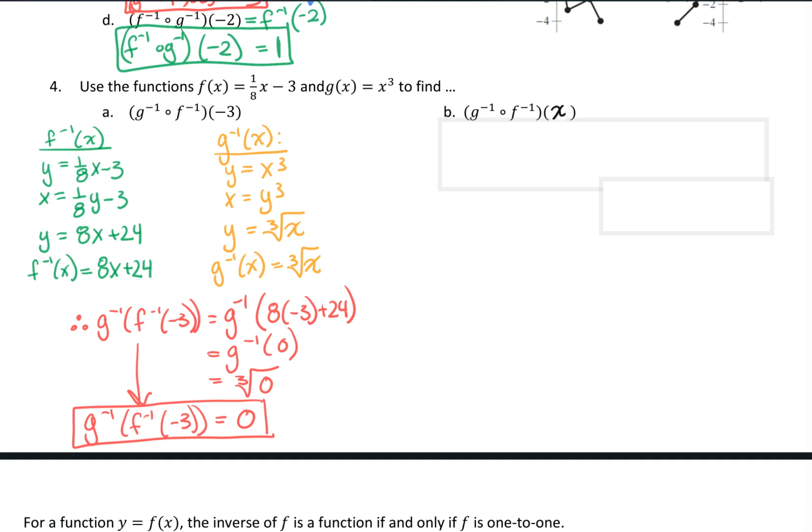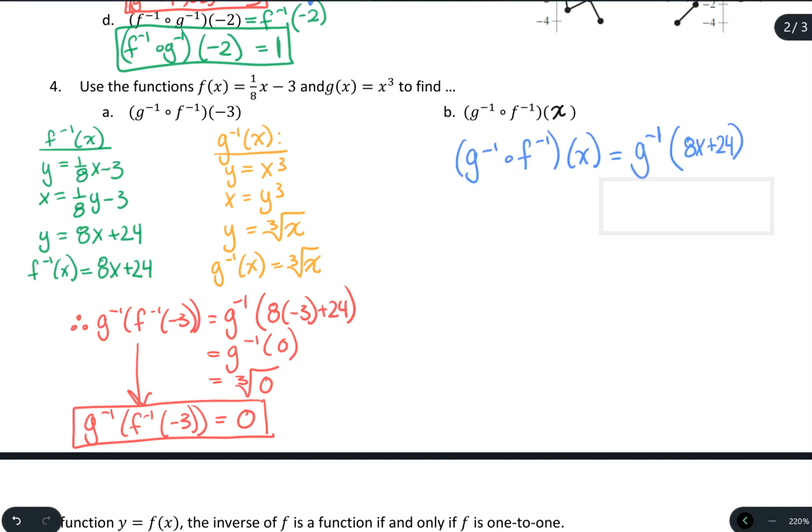And so we already have our f inverse function from part A. You do not need to redo it. So we take our f inverse function here and then plug it into our g inverse function. And so we just go ahead and do that. And so we get g inverse of f inverse of x equals g inverse of 8x plus 24, and we get the cube root of 8x plus 24.